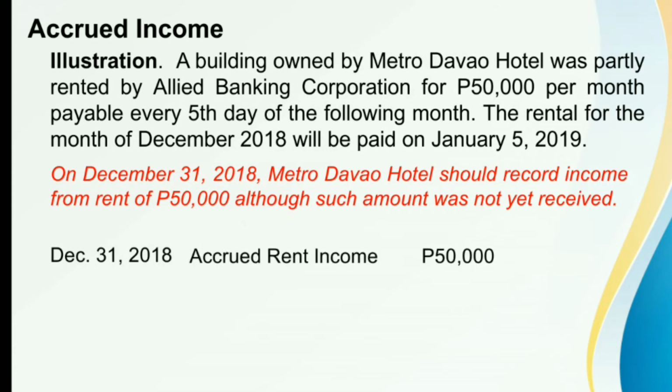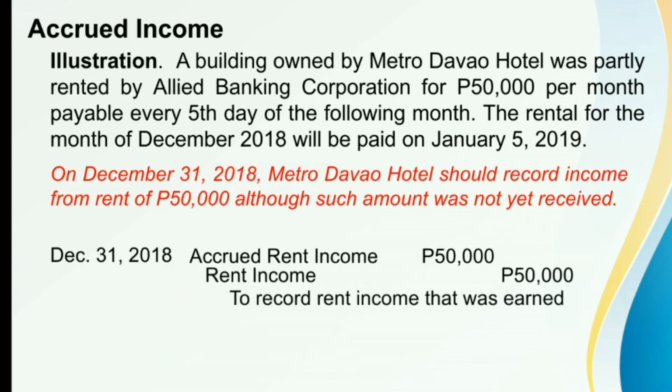So debit accrued rent income, 50,000. Accrued rent income is also similar to rent receivable. So that means that you can also use rent receivable instead of accrued rent income. And then credit is rent income, which is also 50,000. So this is to record the rent income that was earned.